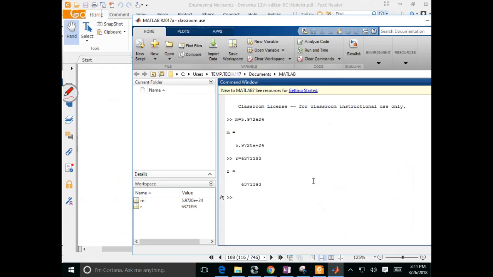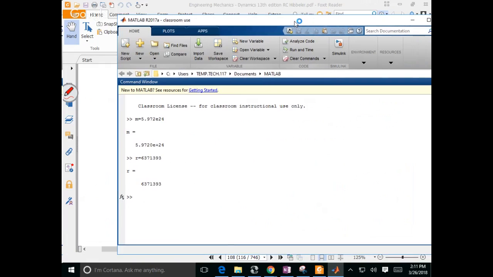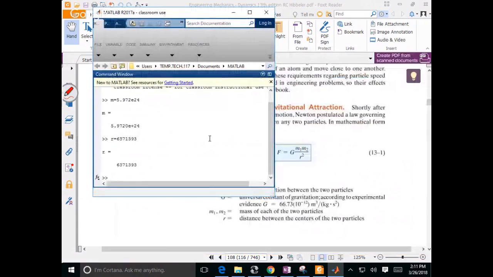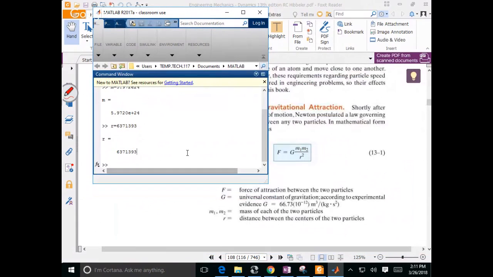This is going to be weird. I'm sorry, I just got to do this because I just want to see if I know what's going on. So big G is equal to 66.73 e to the minus 12, right? Now, if I had M, did I have it as M? I did. M times G divided by R divided by R. I'll be dang. Look at that.